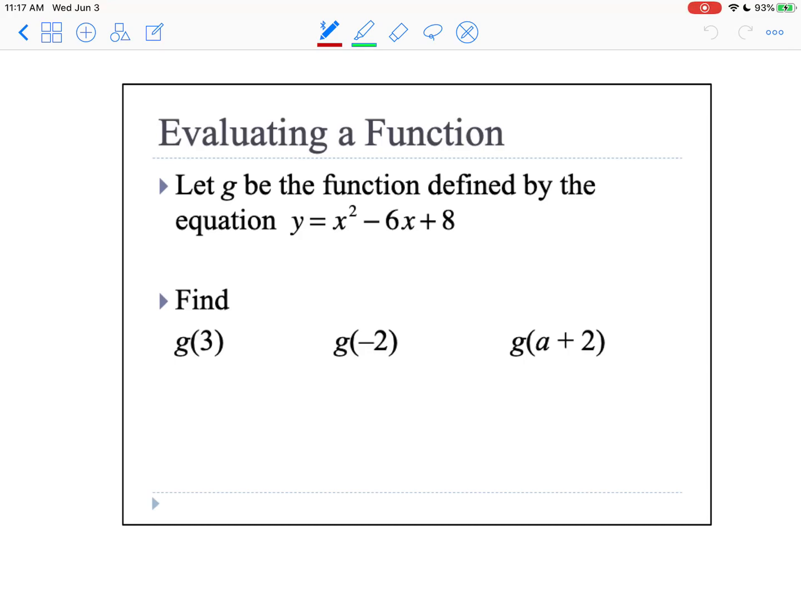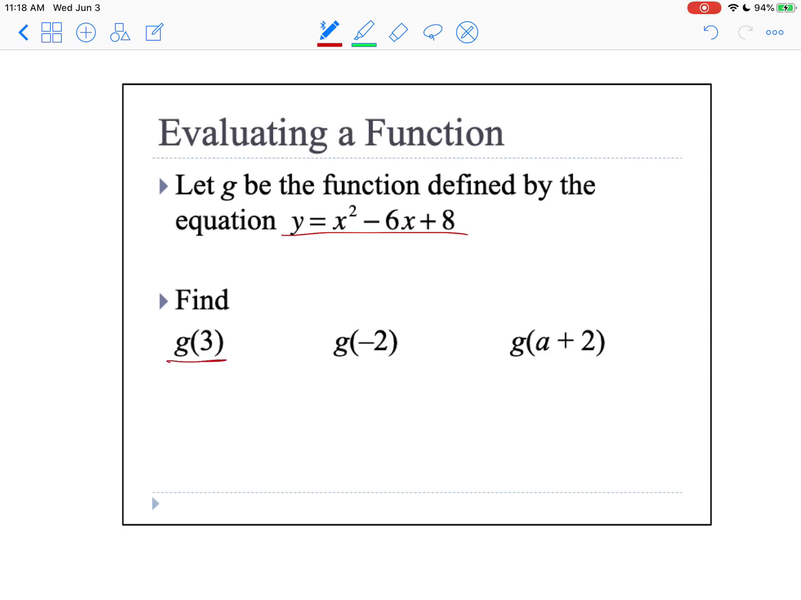Hey everybody, I'm back. Still talking about functions here, and now we're going to evaluate a function. This is again just talking about the notation, which is just so much more informative than just using y equals x squared minus 6x plus 8. Saying g of x equals x squared minus 6x plus 8 just tells us so much more. So we're letting g, we're calling this function g, be the function defined by the equation y equals x squared minus 6x plus 8. And y and g are interchangeable, but I like g.